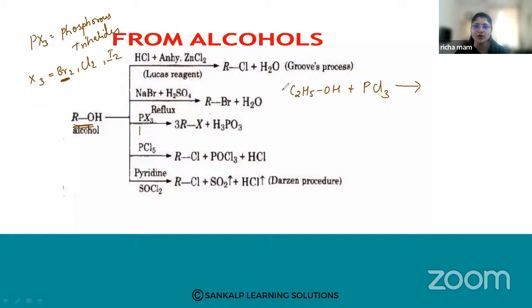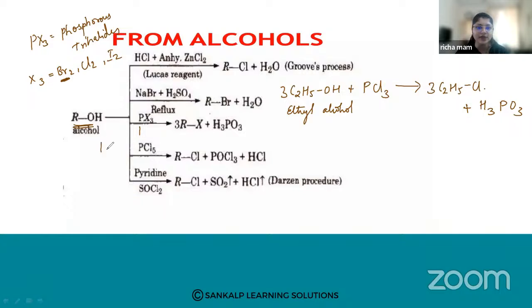I'll take 3 moles of ethyl alcohol and treat it with phosphorus trichloride. I'll obtain ethyl chloride. This is the product which is obtained. And the side product will be H3PO3. So alkyl halides can be prepared like this.